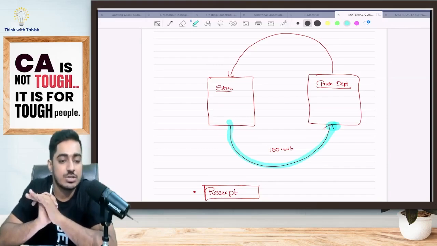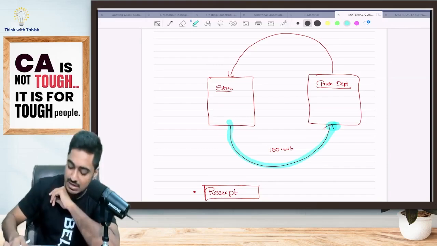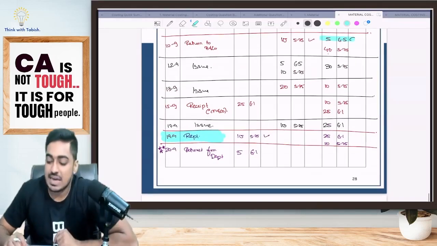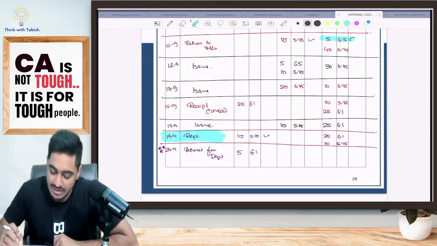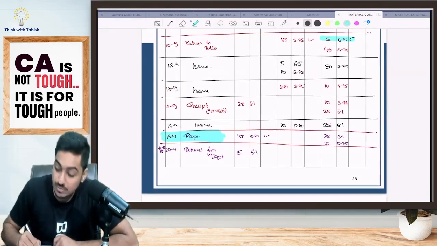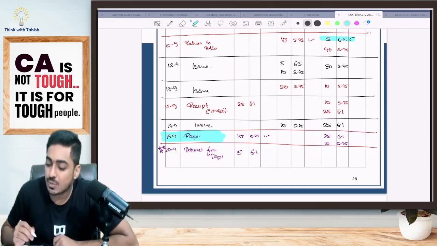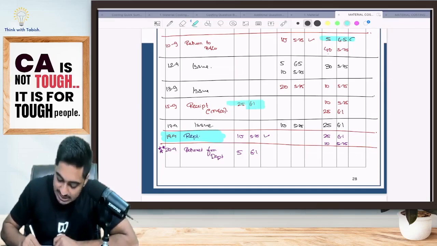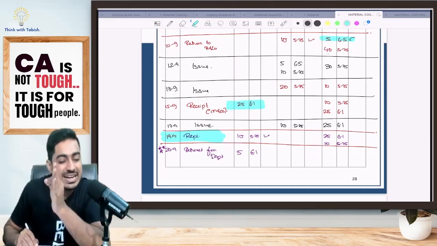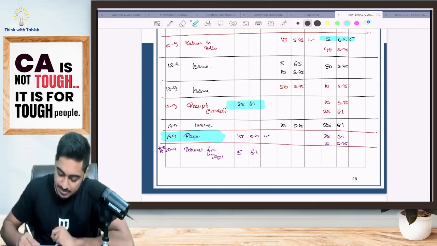No sir, not possible. Is this clear, everyone? Now tell me one thing. From MN company, when did I purchase goods? I purchased on 15th of September, at what price? 6.1. Tell me, till today, did I issue goods of MN company?